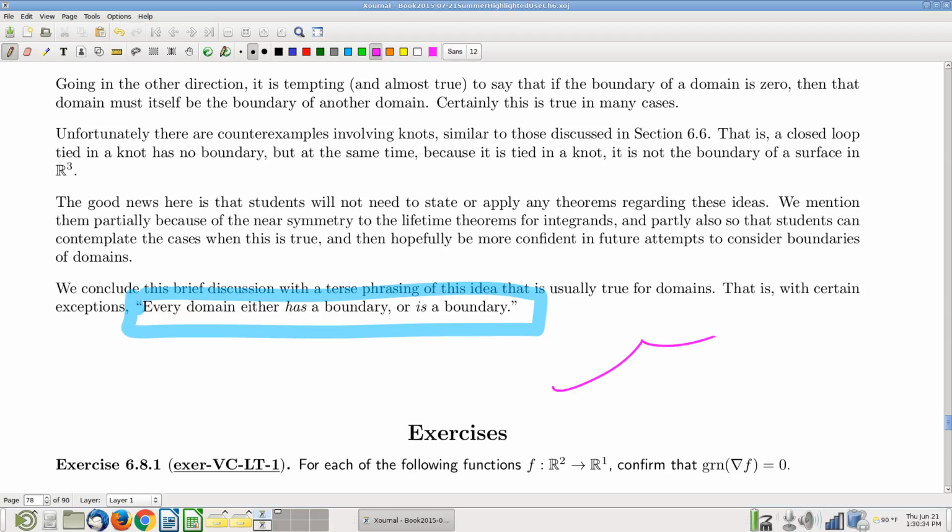So there's a surface. It has a boundary. Therefore, it can't be the boundary of a solid. It has a boundary. It is not on its own a boundary by itself. Here is a surface that is a boundary. Therefore, it does not have a boundary. Yeah? Everybody see what I'm saying? Likewise for curves.